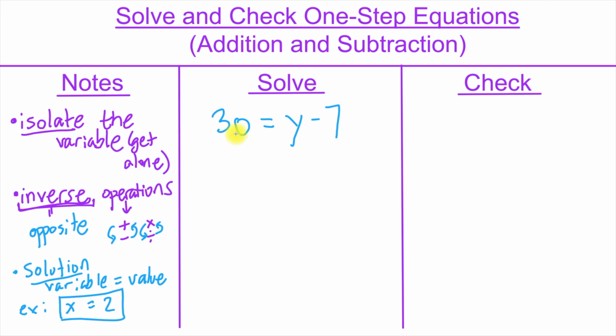In the last equation, we had the variable on the left side of the equal sign. This time we have it on the right side. It doesn't really make a difference. The process is still going to be the same. We're still going to isolate the variable by using inverse or opposite operations to find the solution. So we got 30 equals y minus 7. The first thing I did last time was I put bars around the equal sign to separate my left and right side.